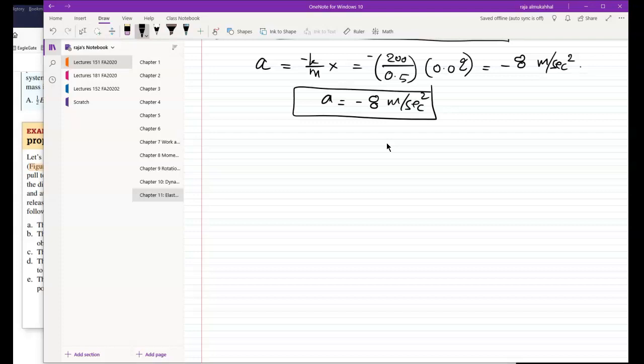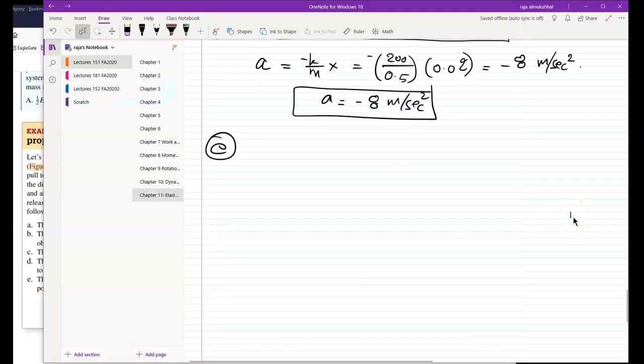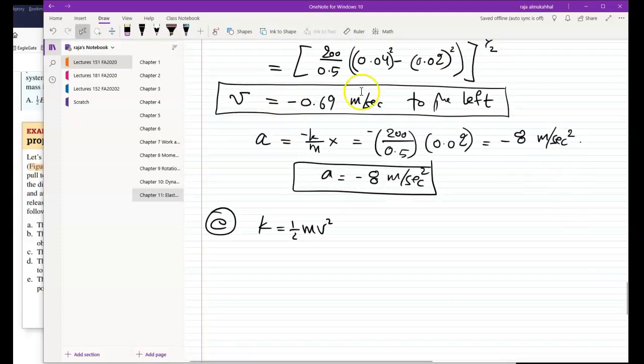And then the last part of the problem, he says kinetic energy, potential energy, and total energy in the halfway position. That should be easy, right? So basically the kinetic energy is 1/2 mv squared. I already got the v right here. See what I'm saying? And all I need is just plug it in. So I just have 1/2 times 0.5 times 0.69 squared, and then when you work it out, you'll end up with 0.12 joule.